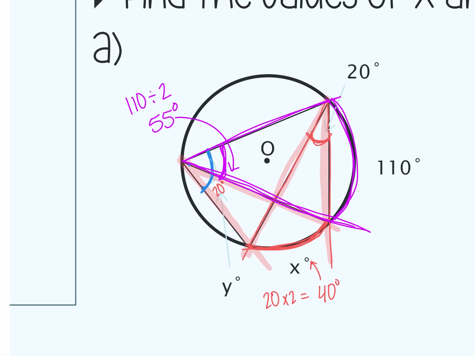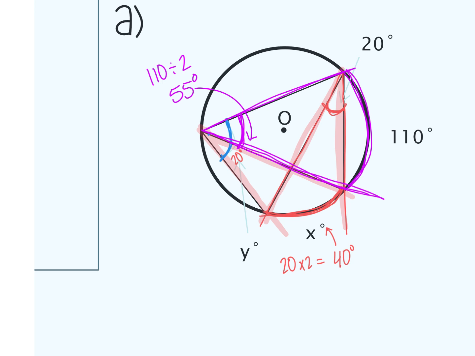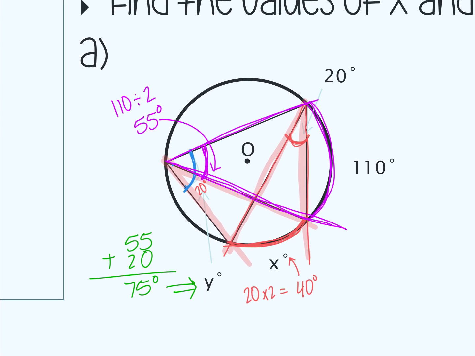So how would I find what y equals? Add 55 and 20. Good, you're just adding them together. So 55 plus 20 equals 75 degrees for y. Do we have any questions on this? Again, you have to be able to identify your inscribed angles and your arcs. If you cannot identify that, you're going to have a hard time. So you really have to look at what they're giving you.